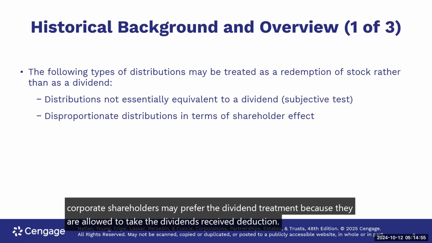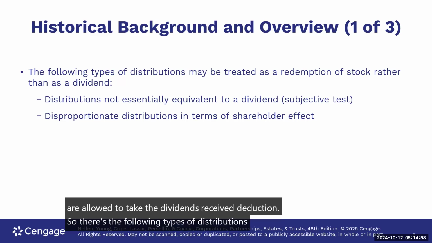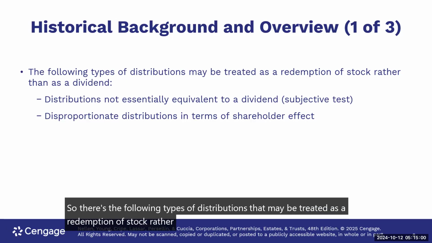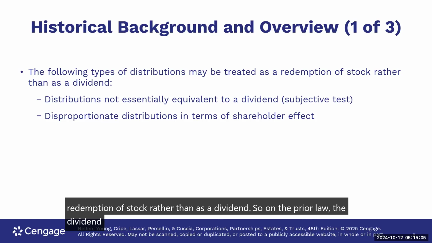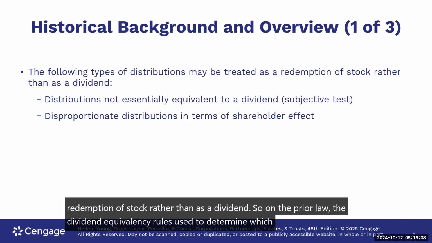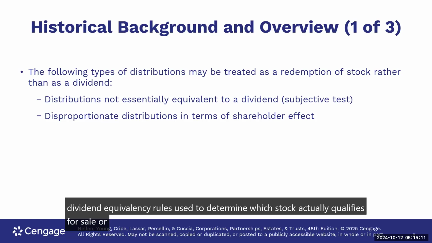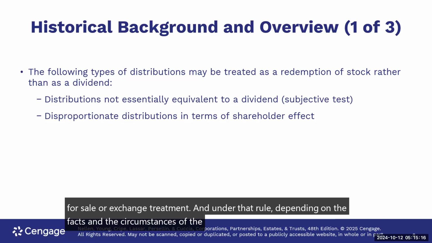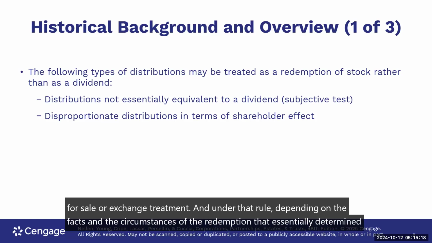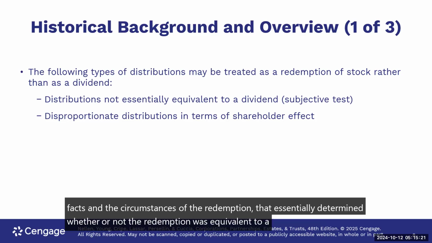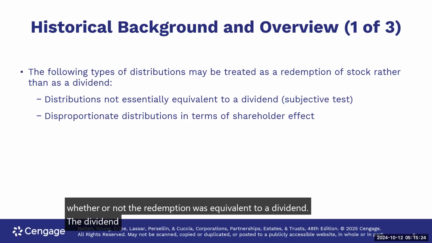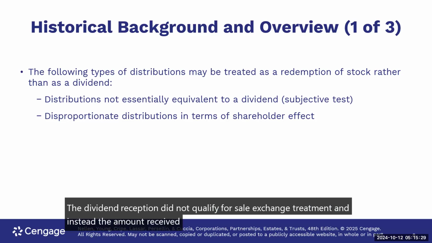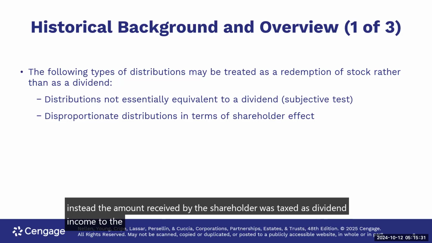There are the following types of distributions that may be treated as a redemption of stock rather than as a dividend. Under prior law, the dividend equivalency rules were used to determine which stock actually qualifies for sale or exchange treatment. Under that rule, depending on the facts and circumstances of the redemption, it was determined whether or not the redemption was equivalent to a dividend. The dividend redemption did not qualify for sale or exchange treatment, and instead, the amount received by the shareholder was taxed as dividend income to the extent of the corporation's E&P.